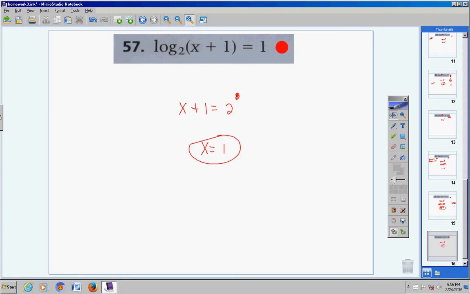Now let's check and see if that's right. Put a 1 in for x right here. 1 plus 1 is 2, right? So your argument is positive 2. So your argument is still positive, which is good. That's what you need. Alright? So 1 would be the answer, because 1 gives you a positive argument.